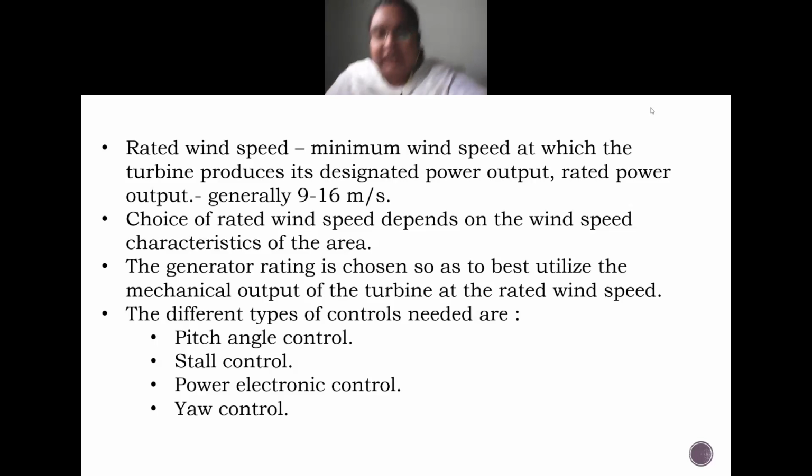And based upon this value, we are going to establish what rated wind speed turbines have to be used in that particular area.